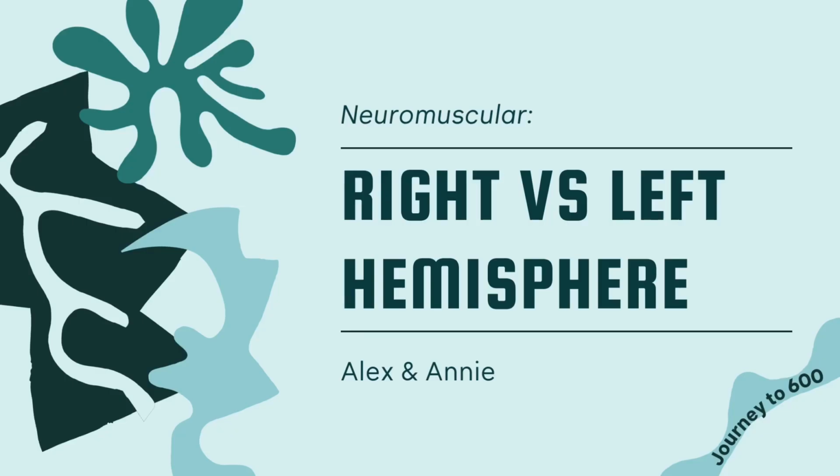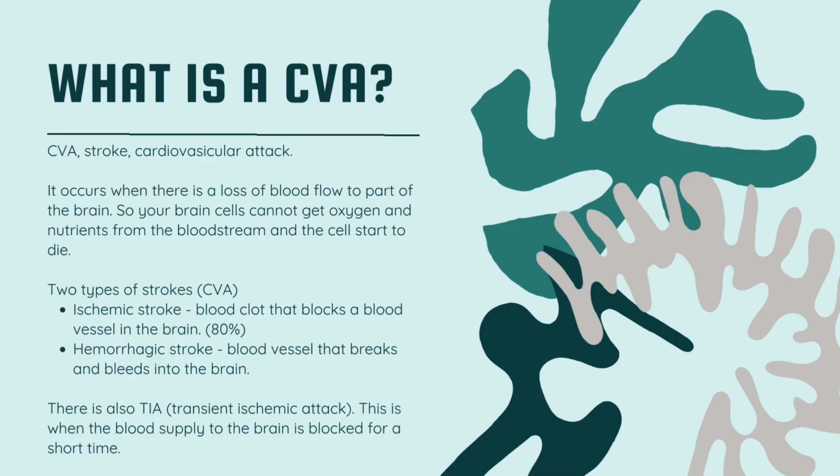Today we're going to be focusing on right versus left hemispheric strokes. So what is a CVA, aka a cerebrovascular accident, aka a stroke? This occurs when there is a loss of blood flow to a part of the brain, so then those brain cells cannot get oxygen, they can't get nutrients that they normally get from the blood, so then the cells start to die. There are two types of strokes.